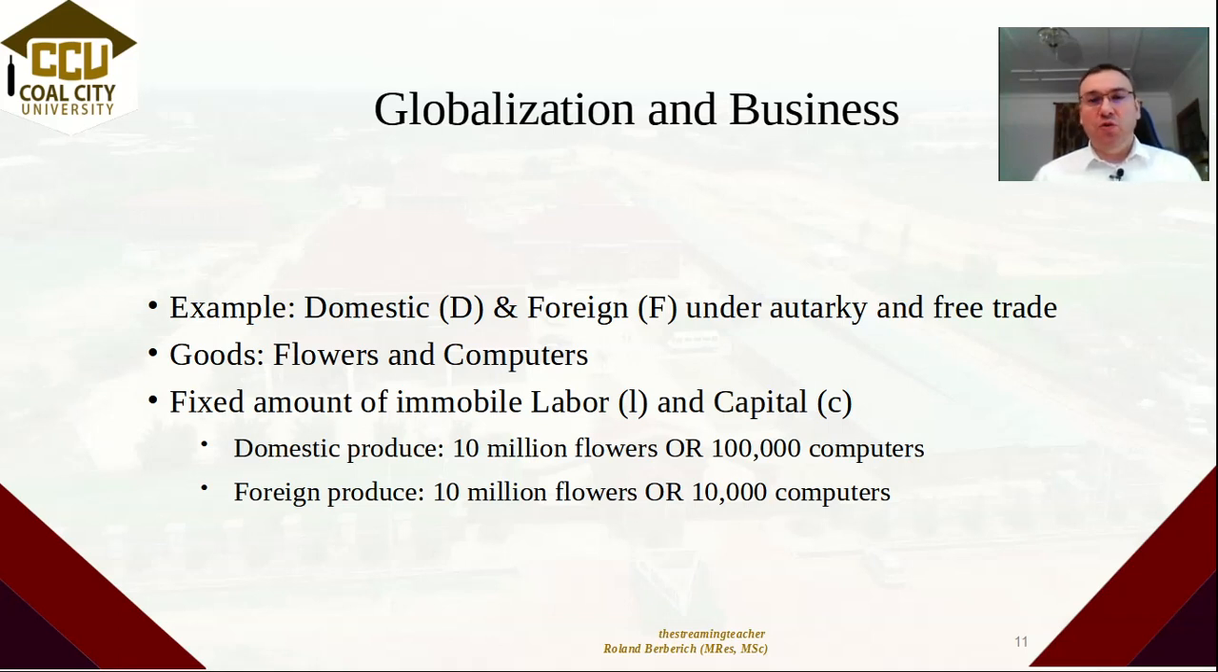And let us imagine there are two goods, flowers and computers. We can choose any two-good combination, but it is important that both countries have a fixed amount of labor that cannot move between countries and capital that cannot move between countries. Now, with our labor and capital domestically, we can produce 10 million flowers or 100,000 computers. The foreign country, our potential trade partner, can produce 10 million flowers or 10,000 computers. So we can see we can produce more computers and we can produce the same amount of flowers.